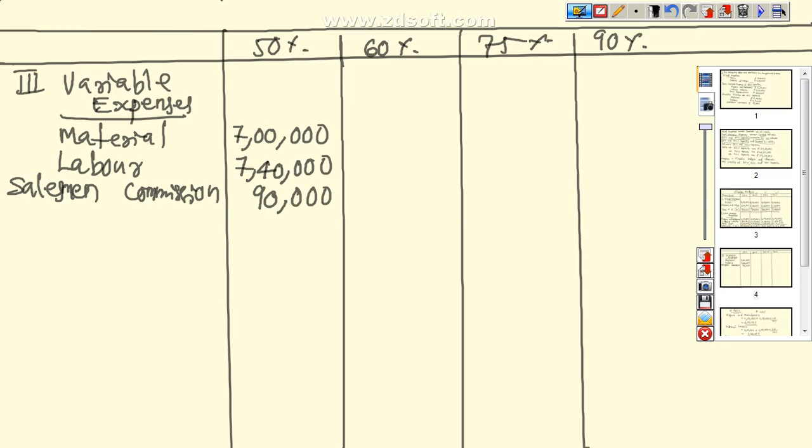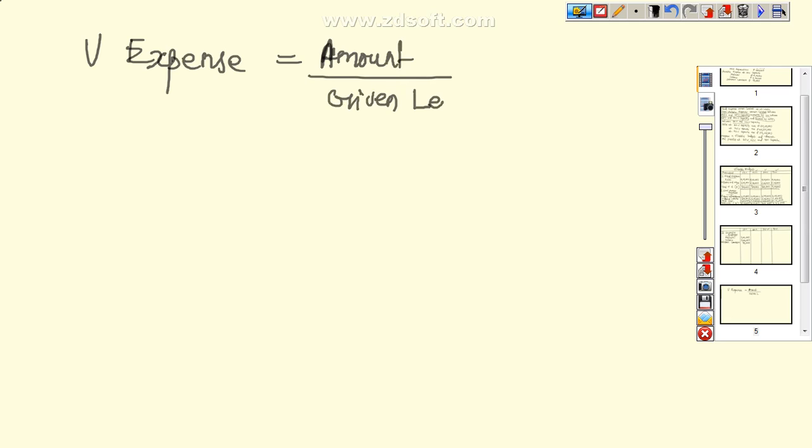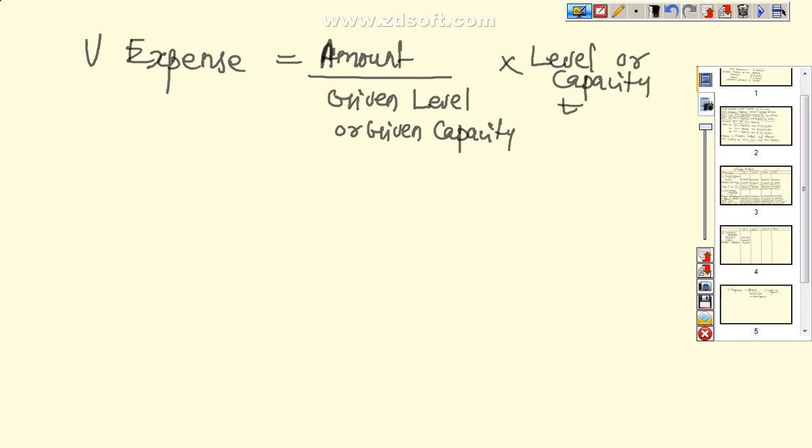Now, what is the meaning of variable expenses? Variable expenses are those expenses which change according to change in level of production. Variable expenses increase with increase in production, decrease with decrease in production, and are nil when there is no production. So we have to apply a formula to calculate for 60%, 75 and 90%: variable expense calculation is equal to amount upon given level, or given capacity, multiplied by level or capacity to be calculated.